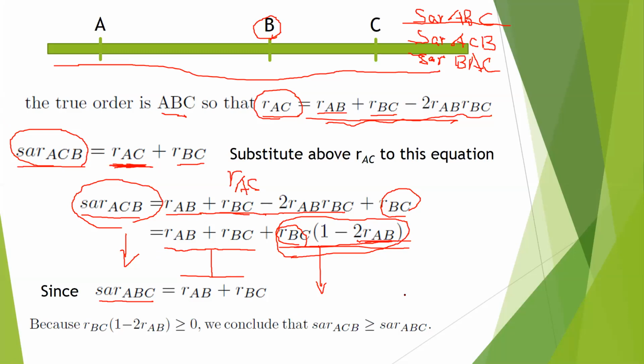Probably, it's very likely that I'm gonna give you something similar in the final exam to prove something like this. So if you have the recombination frequency estimated for each pair of loci, how do you prove it? Just show me that the SAR value calculated from the right order will be the minimum one. Is that easy?